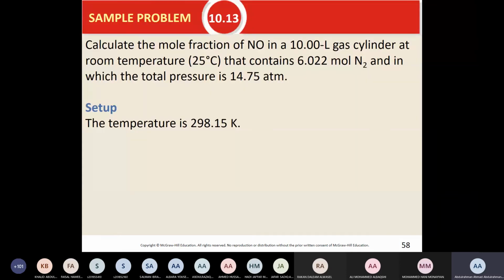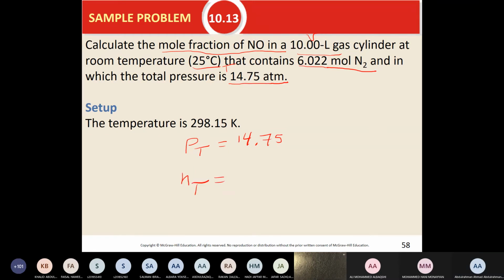Calculate the mole fraction of NO in a 10-liter gas cylinder at room temperature. So we have the volume, we have the temperature, that contains 6.022 mole N2, in which the total pressure is 14.75. If you have P total equal to 14.75, what can you calculate? Can you calculate n total?